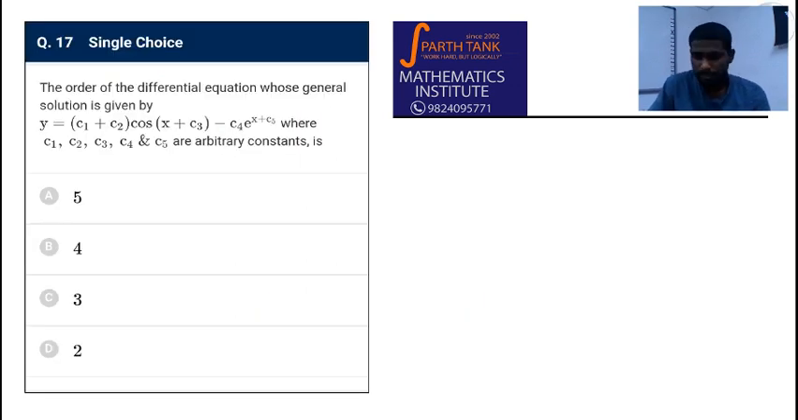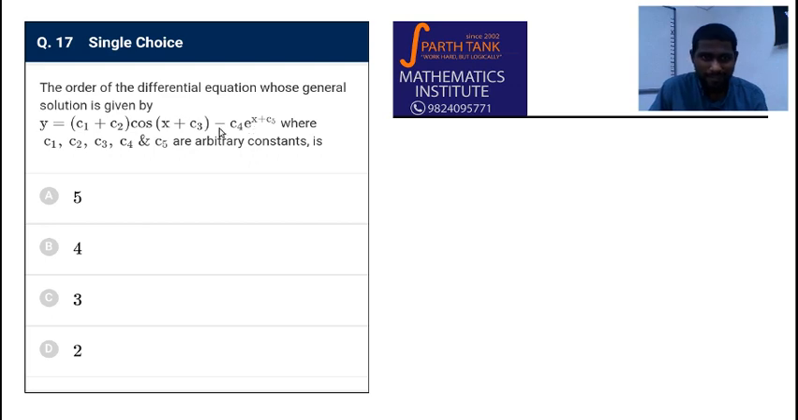Let us move to question number 17. The order of the differential equation whose general solution is given by y = c1 + c2 cos(x + c3) - c4 e^(x + c5), where c1, c2, c3 are arbitrary constants. Now the first thing that comes to your mind is that the order of the differential equation is equal to the number of arbitrary constants. 5 constants, so answer 5, but no, because some of these arbitrary constants are not arbitrary at all.